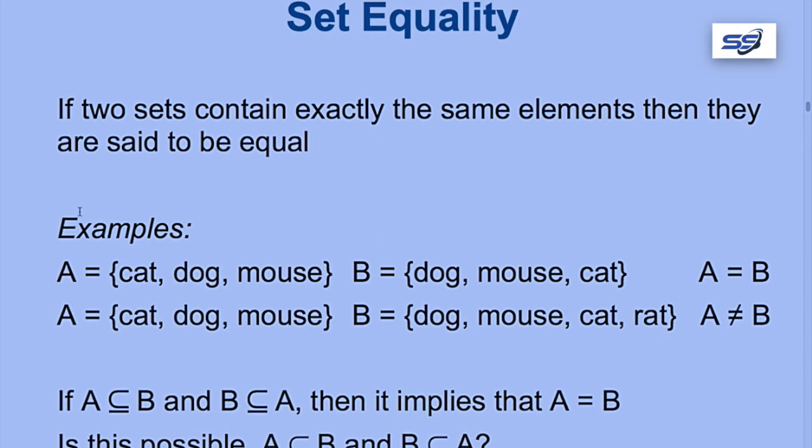Set equality. If two sets contain exactly the same elements, then they are said to be equal. Example: A = {cat, dog}.